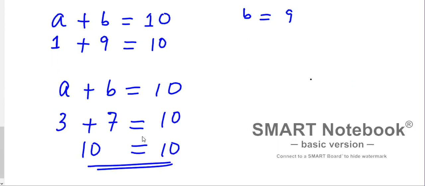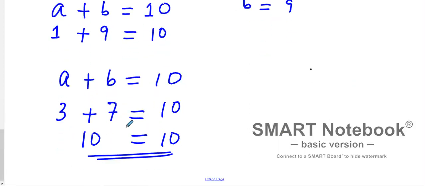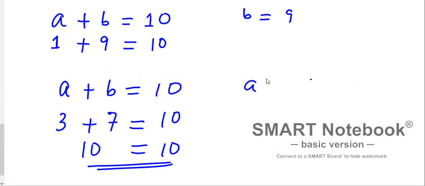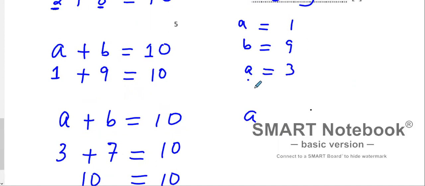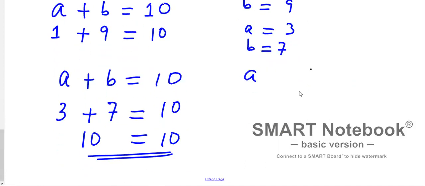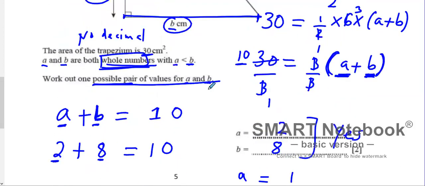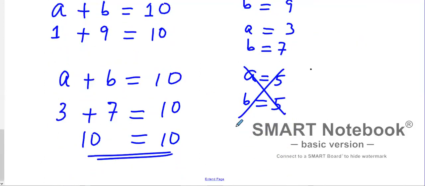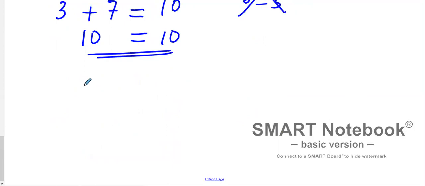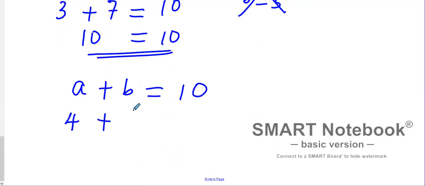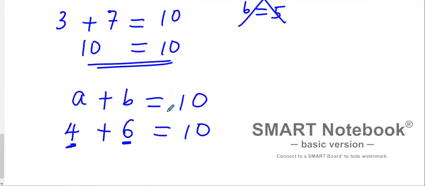Now, does it mean that these are the only solutions? Here we have figured out that A can be 3, B can be 7. What about when we say A is 5 and B is 5? This answer is incorrect because the question said A should be less than B. Now, another possibility: can A be 4 and B be 6? Yes, of course, because 4 is less than 6. So my A can be 4 and my B can be 6.